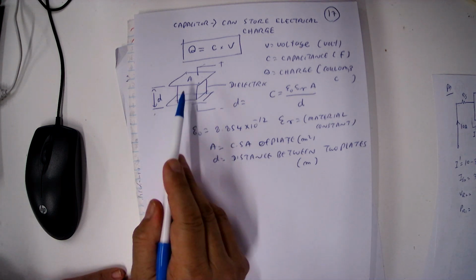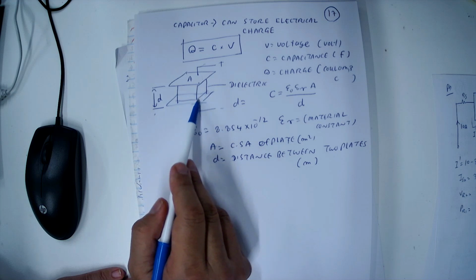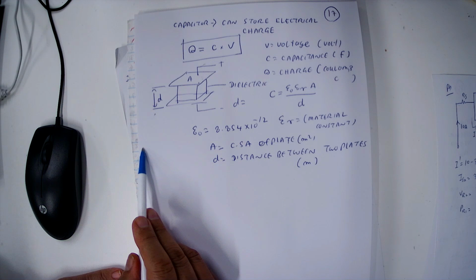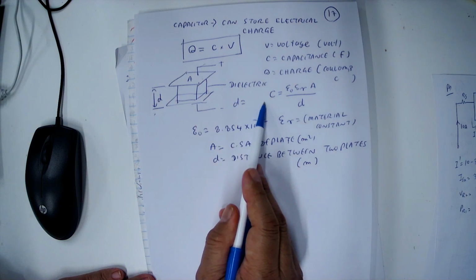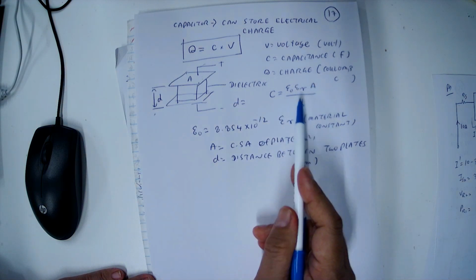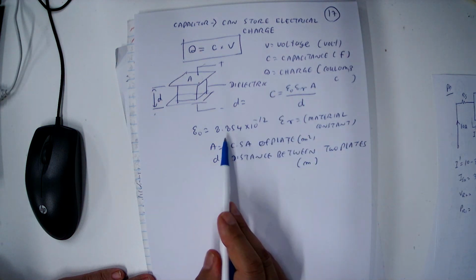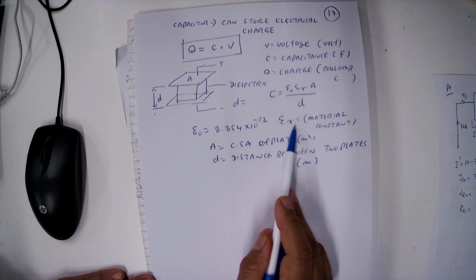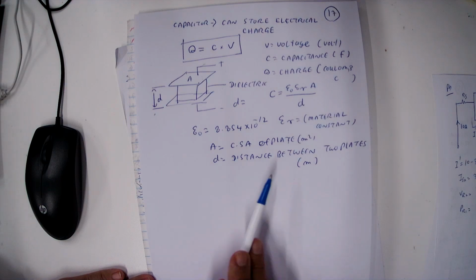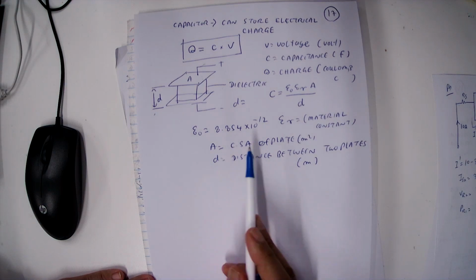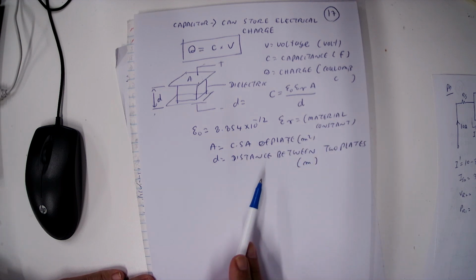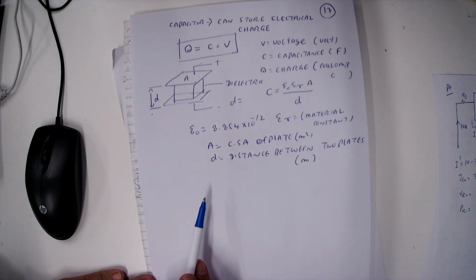So a capacitor has two plates, separated by dielectric material. The distance is D. So we write the equation: capacitance equals E0 ER A divided by D. E0 is a constant, 8.854 multiplied by 10 power minus 12. ER depends on the material. A is the cross-sectional area of the plate, unit is meter square. D is the distance between two plates, unit is meter. So this is the equation to calculate the capacitance value.